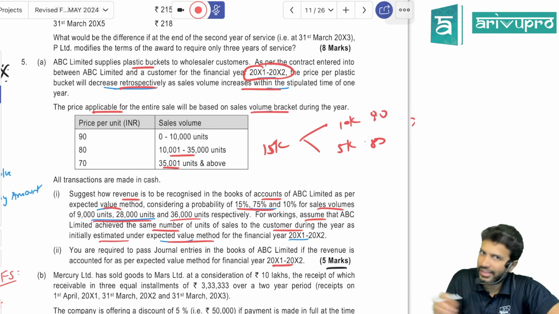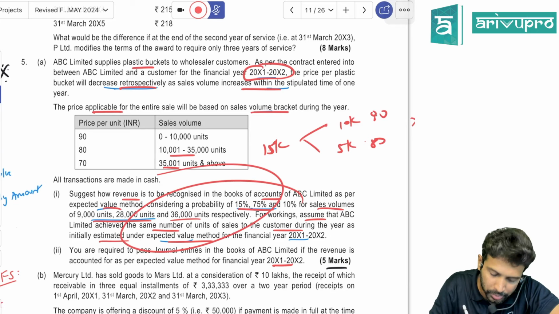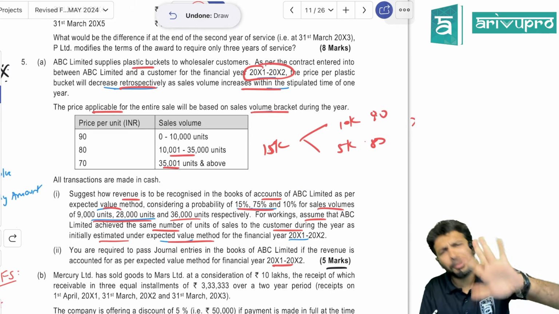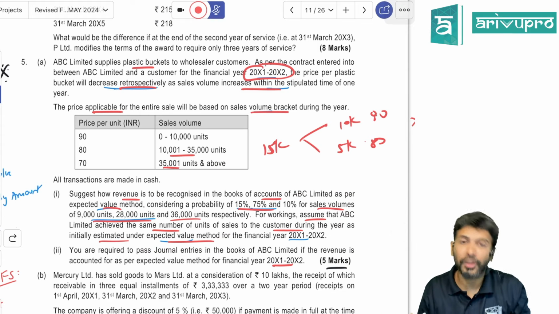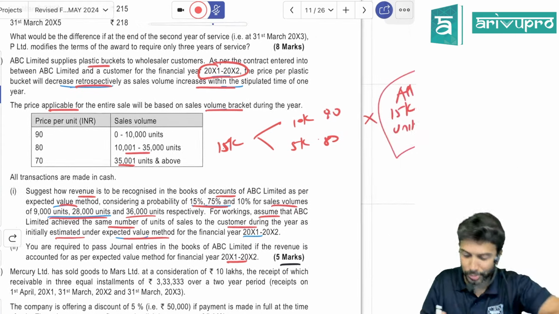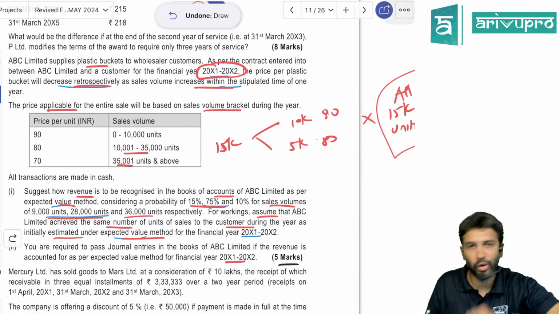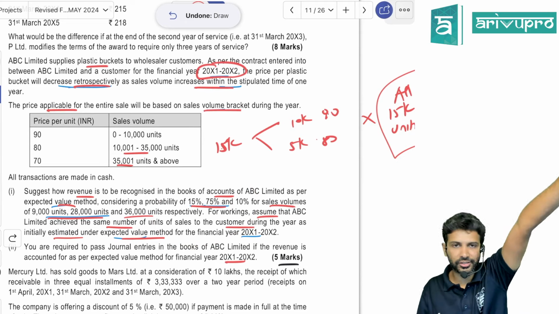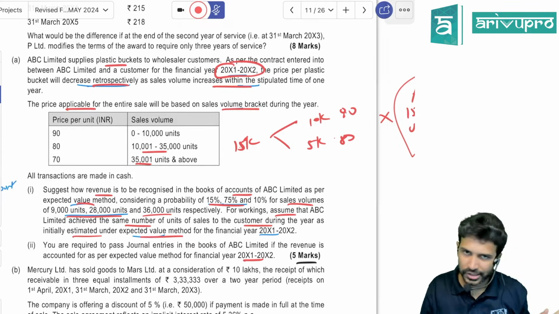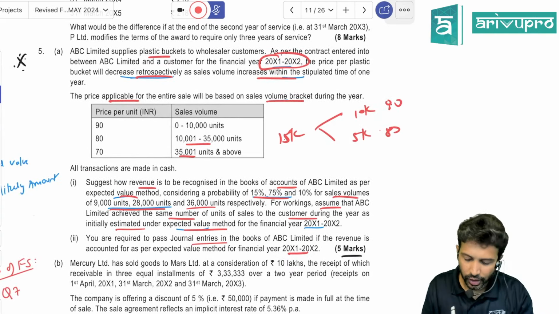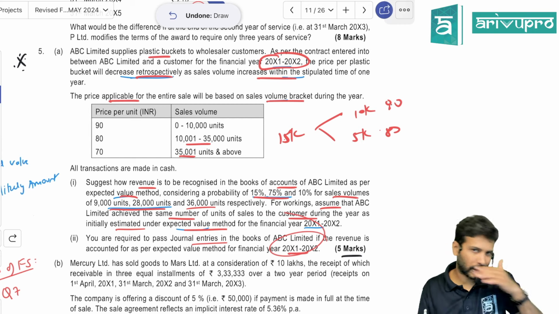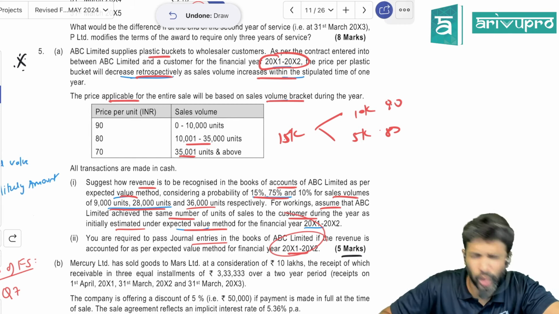Using the expected value method, we'll find out one number. Using all these probabilities, we'll find out some units. For simplicity, they are saying whatever units the entity estimated, the same units the customer purchased also. Suppose after using probability you came to know about certain units, assume that the customer has purchased the same units for calculation purposes. Great. You are also required to pass the journal entry under the expected value method for X1, X2, they have asked. Okay, sir. Now, quite simple.